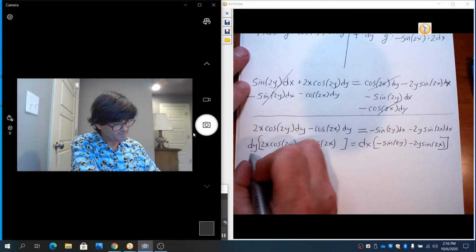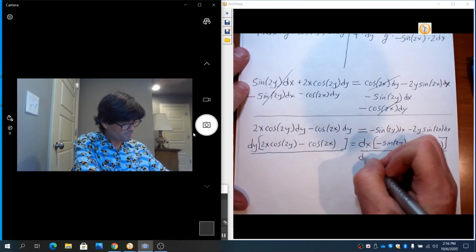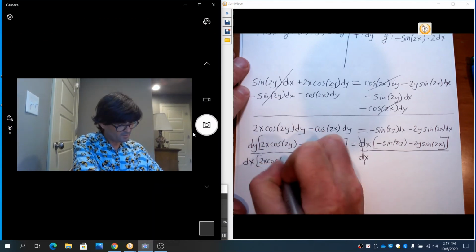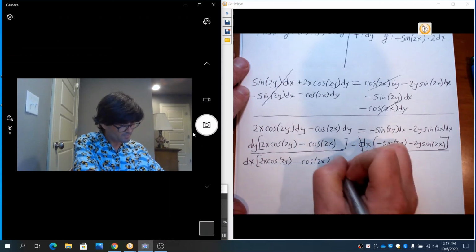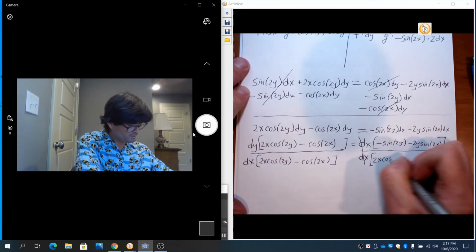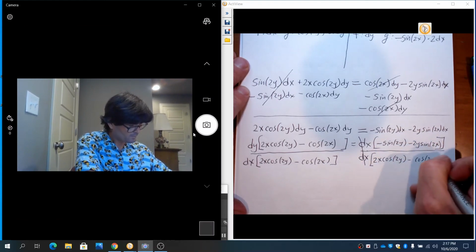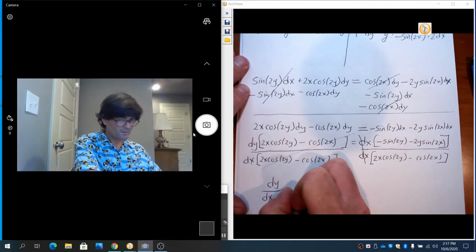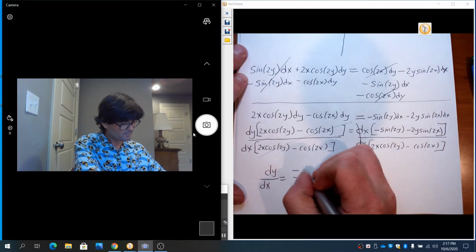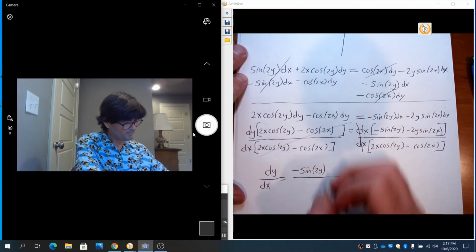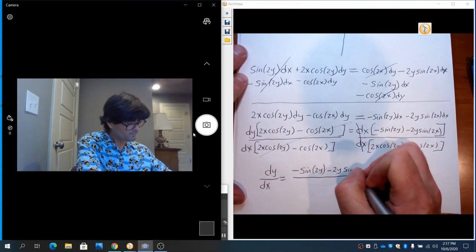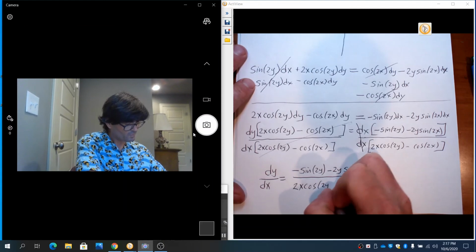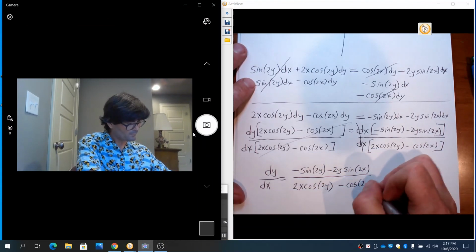We're almost to the end. It's going to look like a big mess, but that's fine. Divide both sides by dx. Cancel that out. Then we'll divide both sides by 2x cosine 2y minus cosine 2x. Cancel all that out. And finally, we have our derivative. Dy over dx equals minus sine 2y minus 2y sine 2x, and then on bottom, 2x cosine 2y minus cosine 2x.